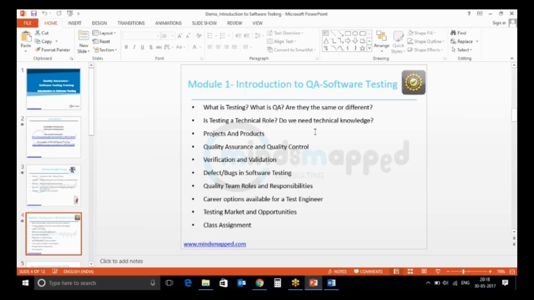When we talk about QA over here, it's quality assurance, and testing revolves majorly around two things, which are quality control and quality assurance. The second thing is, is testing a technical job? Do you need any technical knowledge to do testing? The third thing is, what is the difference between projects and products?